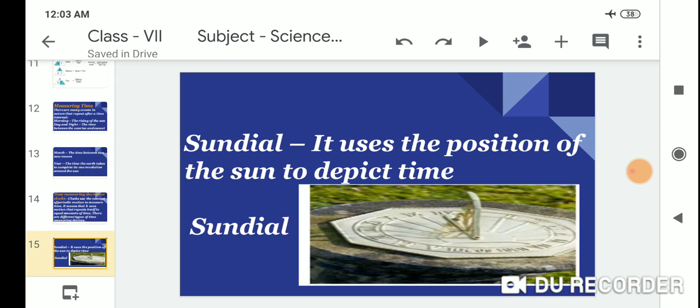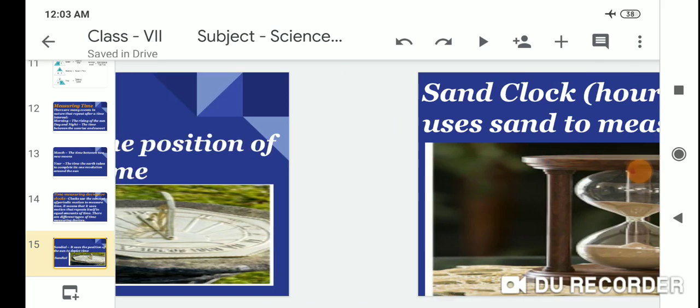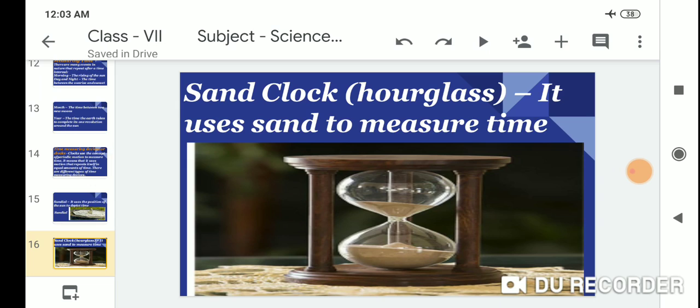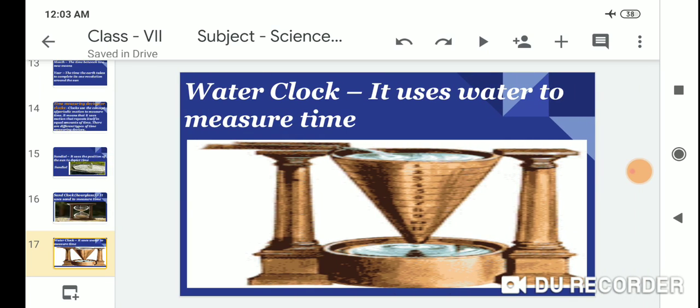Sundial uses the position of the sun to tell the time. It's called sundial time. Second one, sand clock. It uses sand to measure the time. Third one, water clock. It uses water to measure the time.